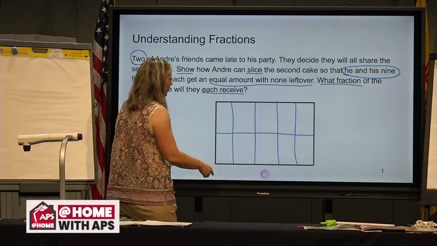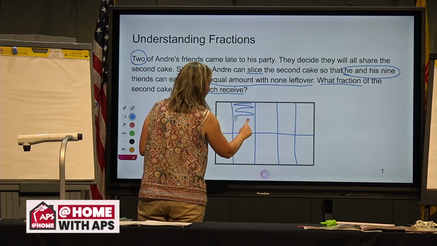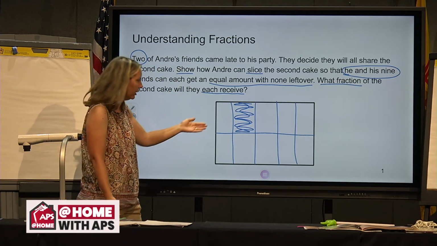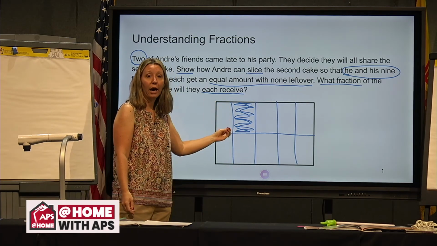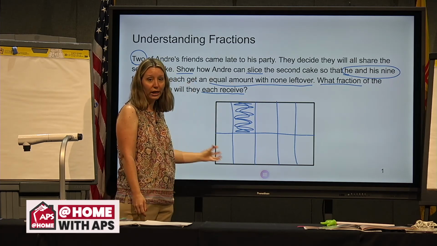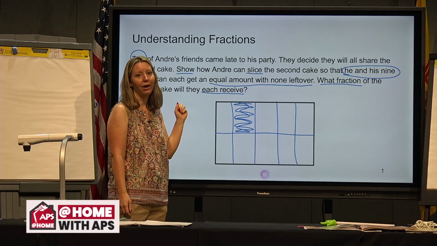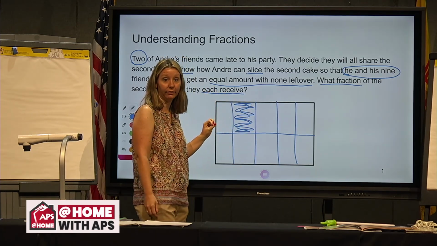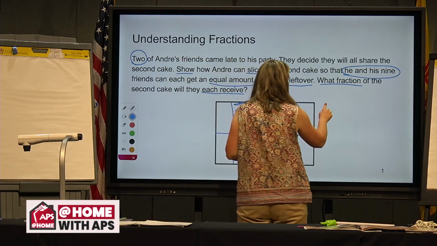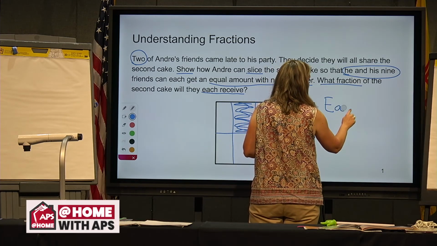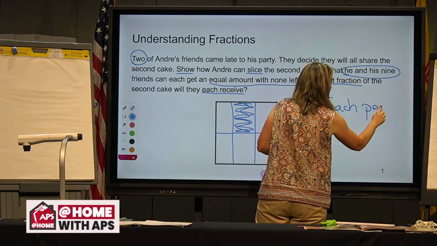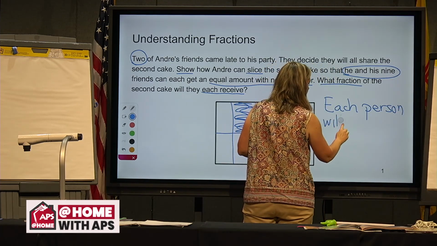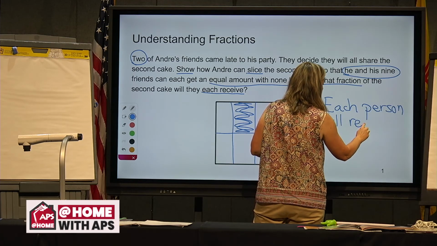So I'm going to just color in one of the pieces because that's just me. I like to see how much each person will get. They each get 1 slice, which is how much out of the whole cake? It's 1 slice out of 10 pieces, which is the whole cake. So each person will receive, and I'm going to spell this wrong, R-E-C-E-I.